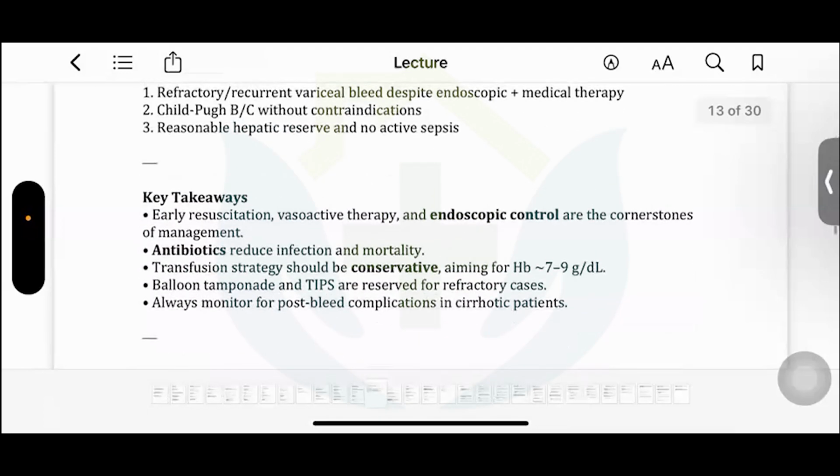So key takeaways are that you need to start resuscitation early, start vasoactive therapy, and take endoscopic control. These are the cornerstones of management. Antibiotics reduce infection and mortality directly. Transfusion strategy should be conservative, aiming for a hemoglobin of around 10 grams and not letting the Hb drop to less than 7 grams. Balloon tamponade and TIPS are reserved for resistant cases. Always monitor for post bleed complications in cirrhotic patients. So what are the post bleed complications? Number 1, rebleed. Number 2, encephalopathy. Number 3, hepatorenal syndrome. Number 4, septicemia.